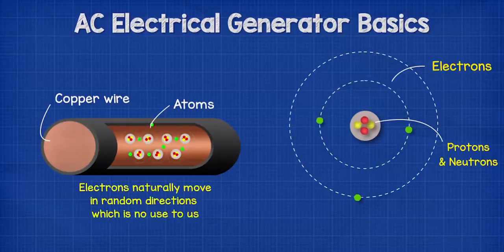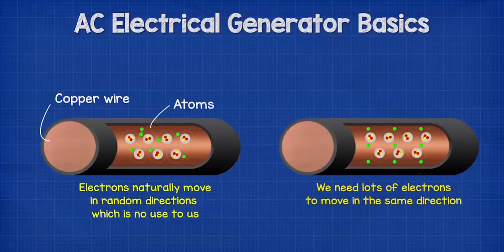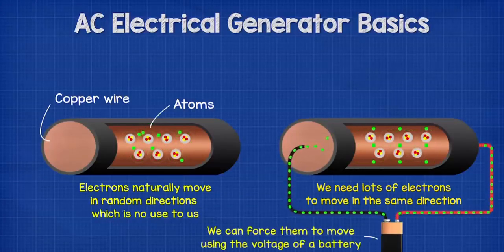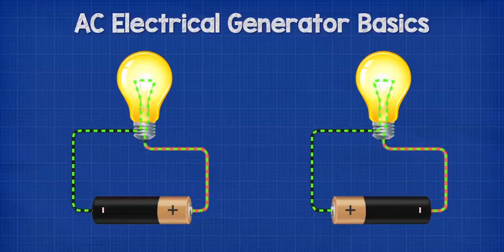It does move to other atoms by itself, but this occurs randomly in any and all directions, which is of no use to us. We need lots of electrons to flow in the same direction, and we do that by applying a voltage difference across the two ends of a wire. This forces the electrons to flow. If we reverse the battery, the electrons flow in the opposite direction.